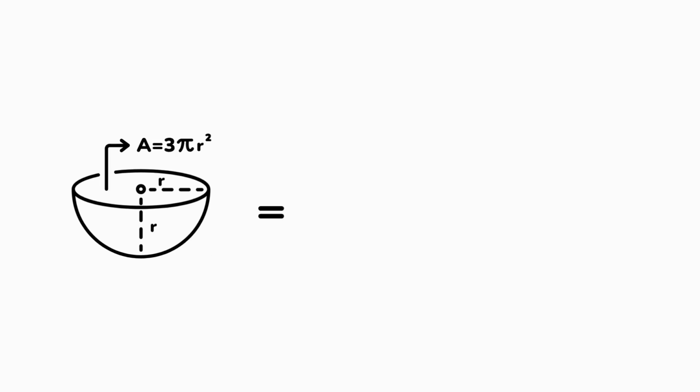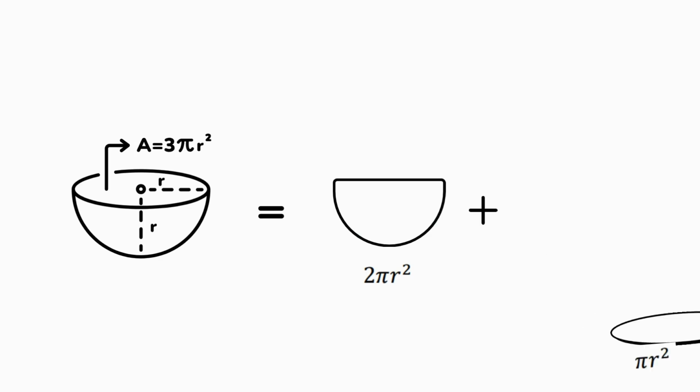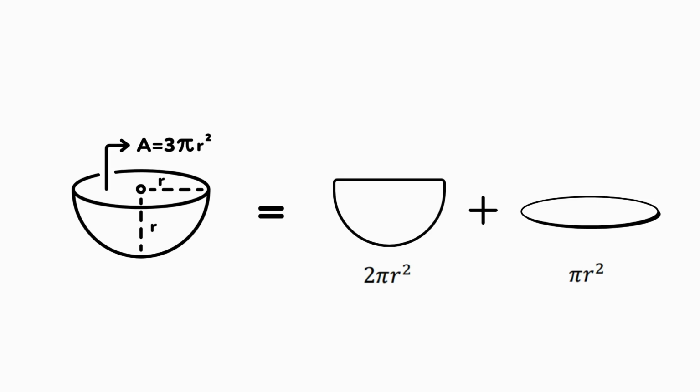Let's break it down. The total surface area is equal to the sum of two parts. The first part is the curved surface area, which is 2 pi r square. The second part is the base area, which is pi r square. So, the total surface area of the hemisphere is the sum of the curved surface area and the base area, giving us 3 pi r square.